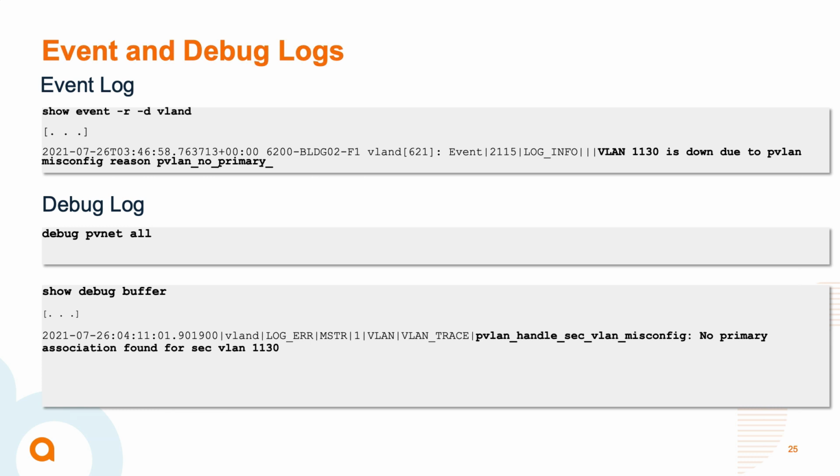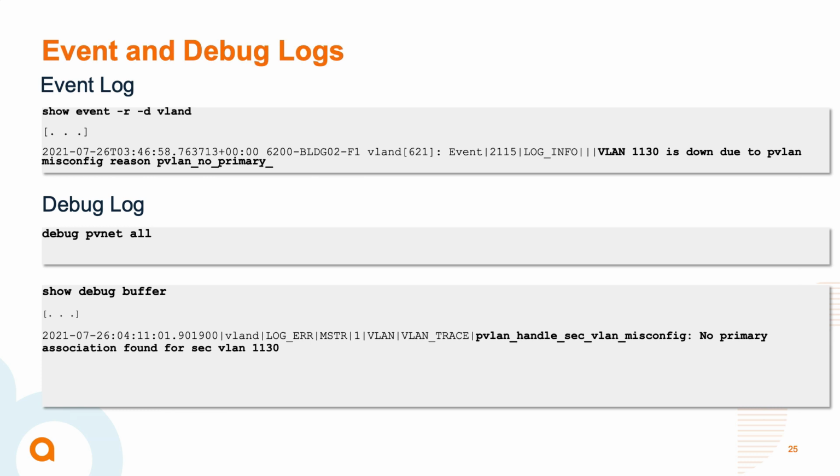Then the debug log, if you want to debug pVLANs, just turn it on by writing debug pvlan all. And then you can show the debug buffer, or you can redirect the debugging to another method. So for example, you can send it to the console, you can send it to a syslog server, etc.